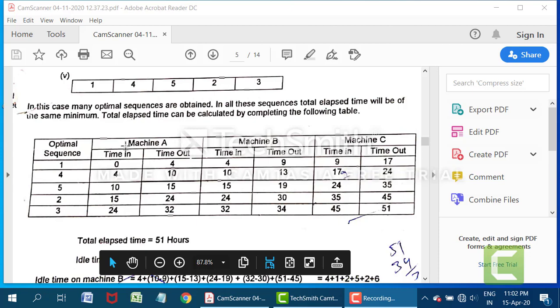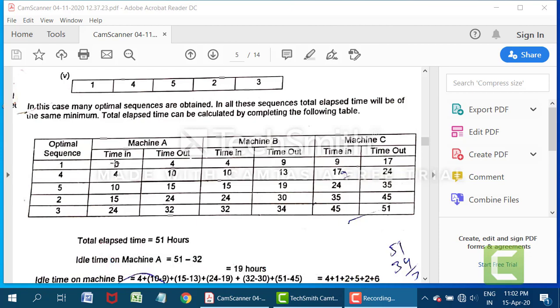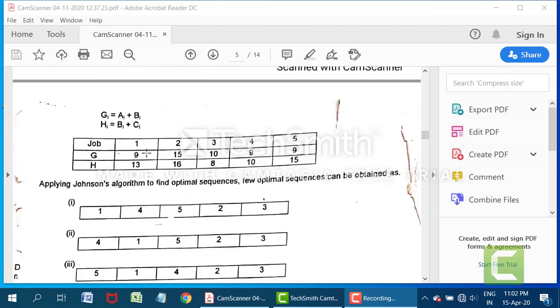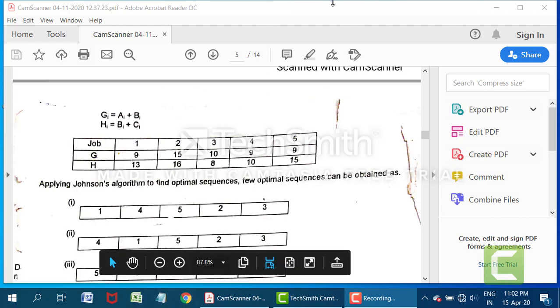Now when you are writing time in, time out for the machines, at what time a job enters a particular machine, at what time the job comes out of the particular machine, these machines, machine A, machine B, machine C should be used, not the fictitious machines G and H. This data is used to find only the sequence, remember. The N jobs 3 machines model is converted to the N jobs 2 machines model only to determine the best sequence. Here different alternative best sequences have come. Okay, it's a different matter.